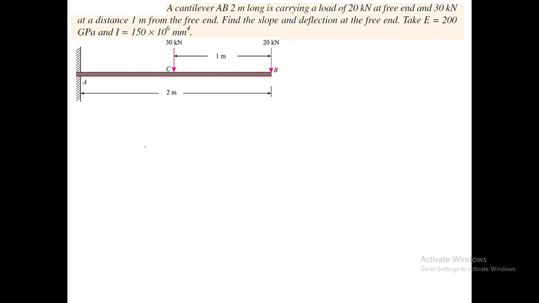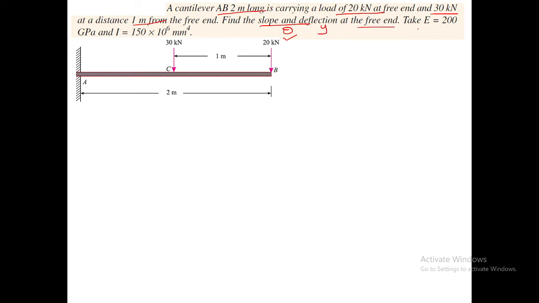Problem for cantilever AB, 2 meter long, carrying a load of 20 kilonewton. So total length is 2 meter, load is 20 kilonewton at the free end and 30 kilonewton at a distance 1 meter from the free end. Find the slope and deflection at the free end.